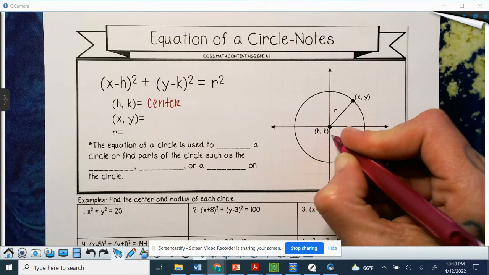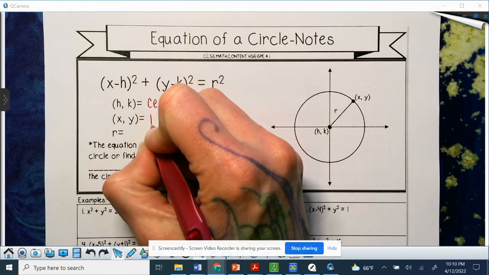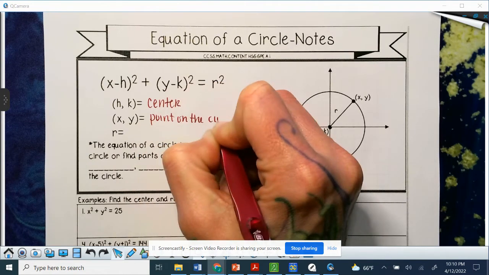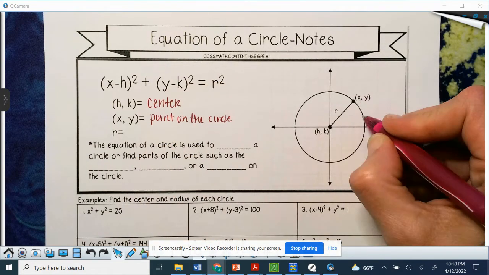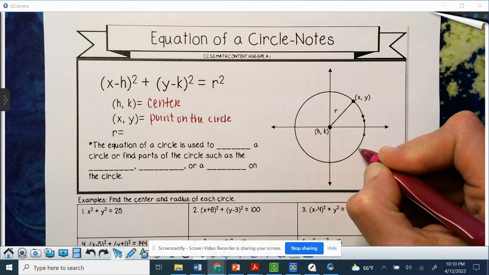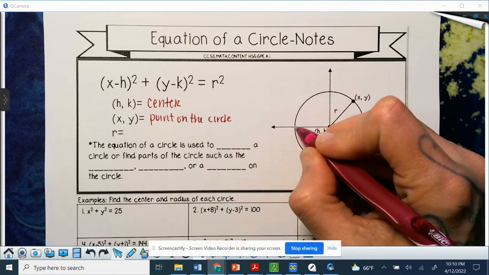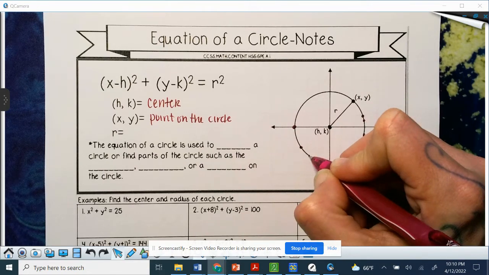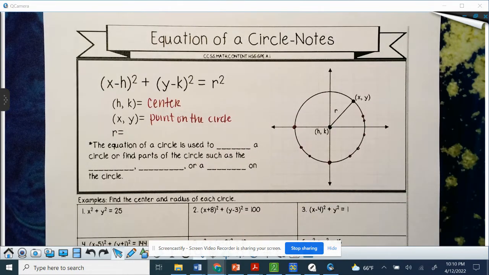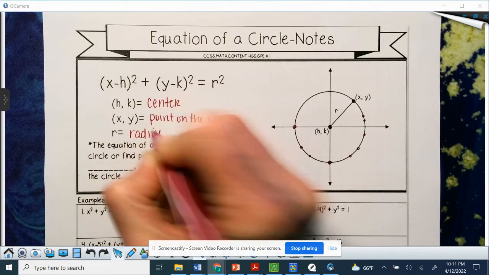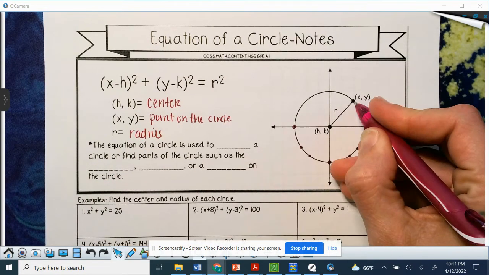X and Y is a point on the circle. That means all of these: this one, this one, this one, this one. All of these are considered X and Y on this circle. Anything that touches the circle and makes the circle is the XY portion of our standard form of an equation of a circle. R is going to be your radius, and that's the distance from center to any point on the circle.